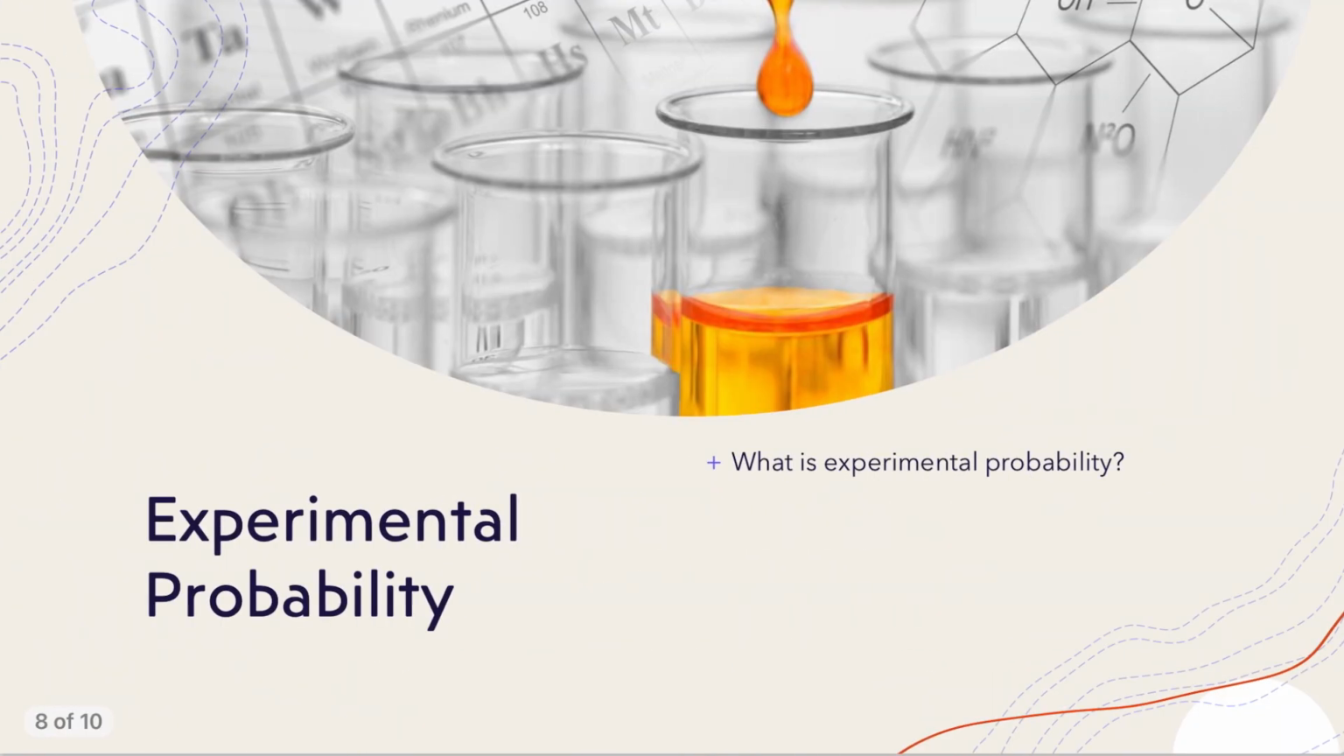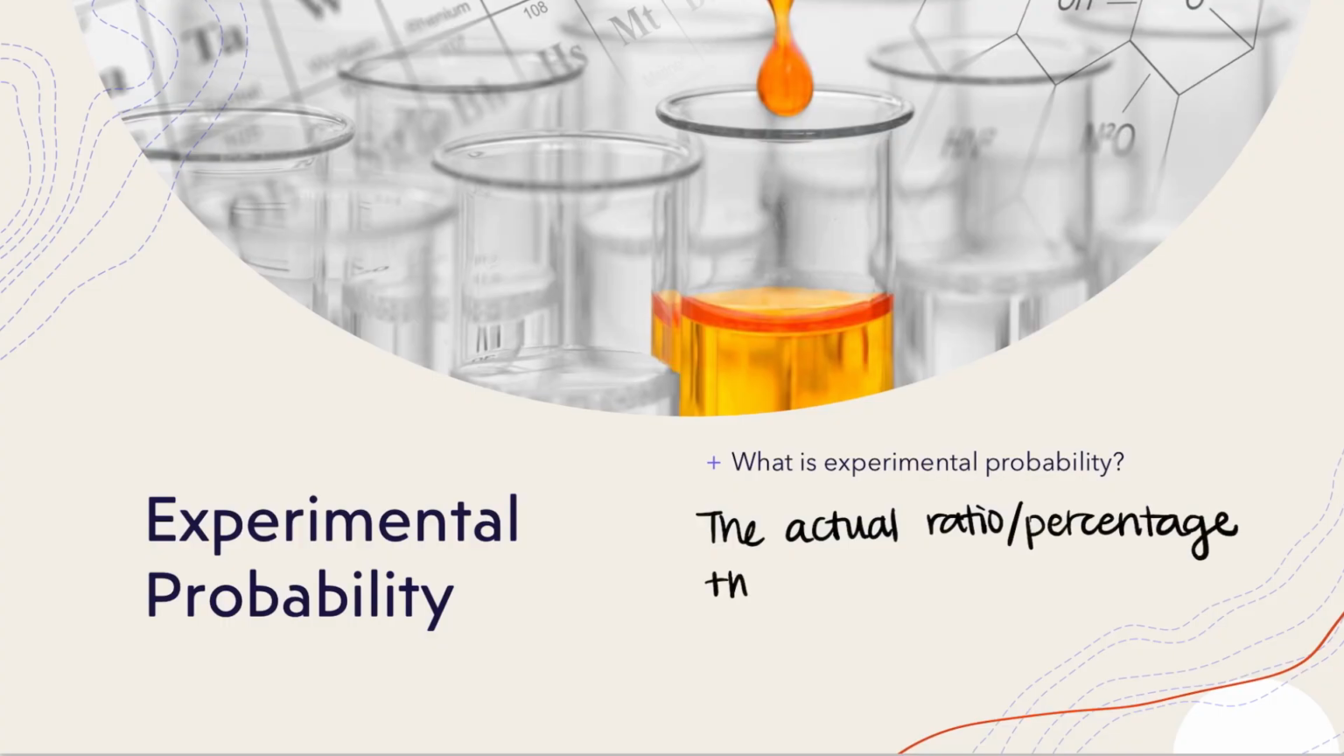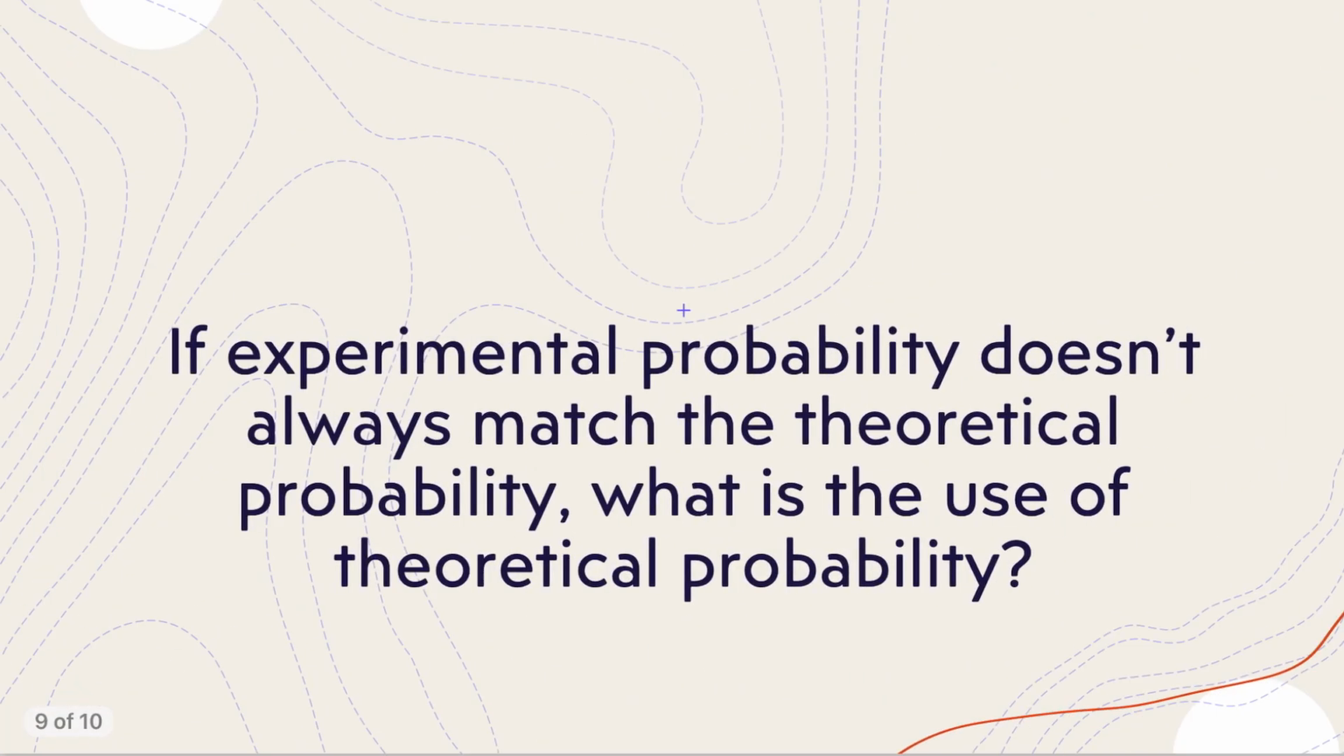And I guess that's why we call it theoretical probability. And then we have what's called experimental probability. Experimental probability is the actual ratio or percentage that the success occurred. So what we were looking for. In this case, we were looking for tails. Our experimental probability was 55%. Our theoretical probability was 50%. They were pretty close, but it wasn't an exact match.